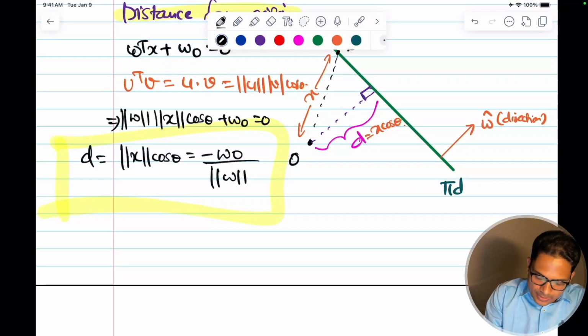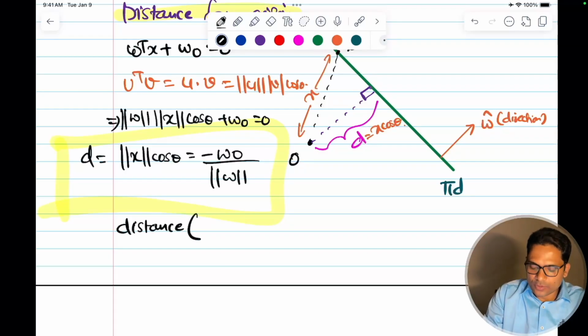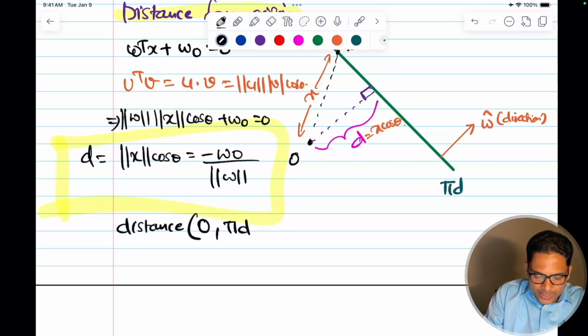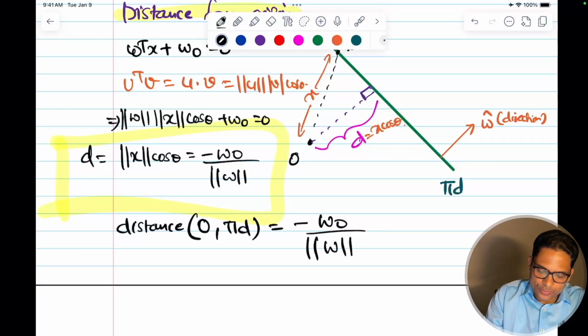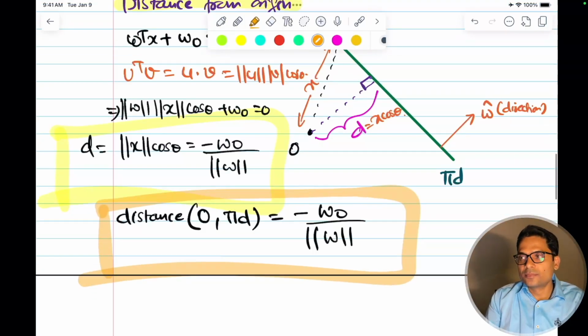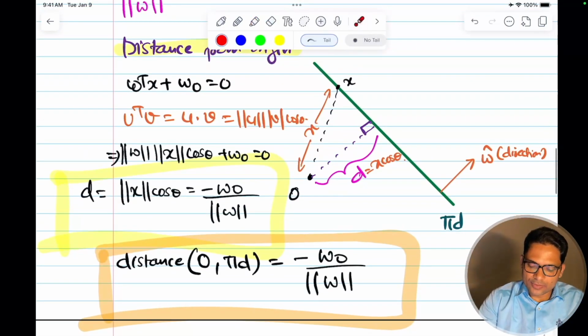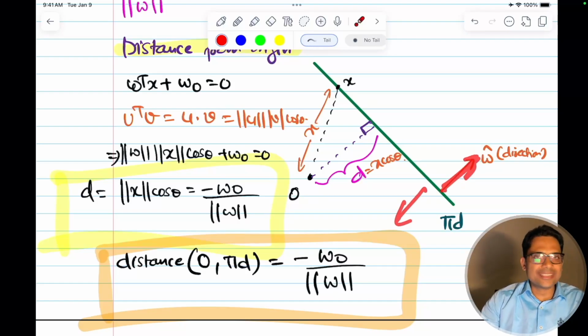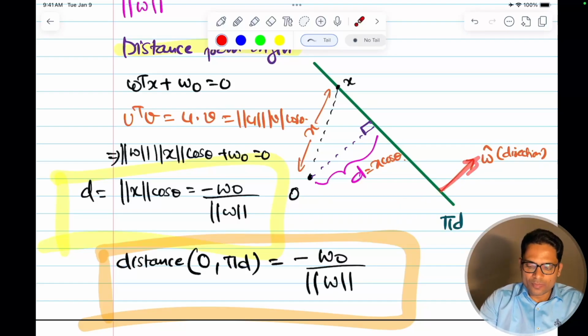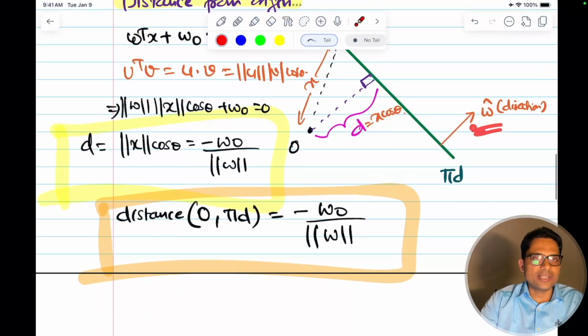And how is it written? We write distance of plane from the origin, so origin to plane is equal to minus w naught by the length of w. This is how we write it. And we saw that this is the direction of the hyperplane. So this can be either away from the origin or towards the origin. Only these two directions it can have. So two directions only we have seen.